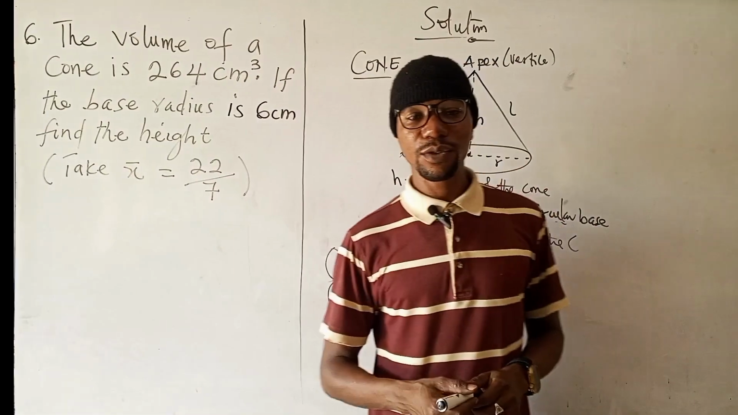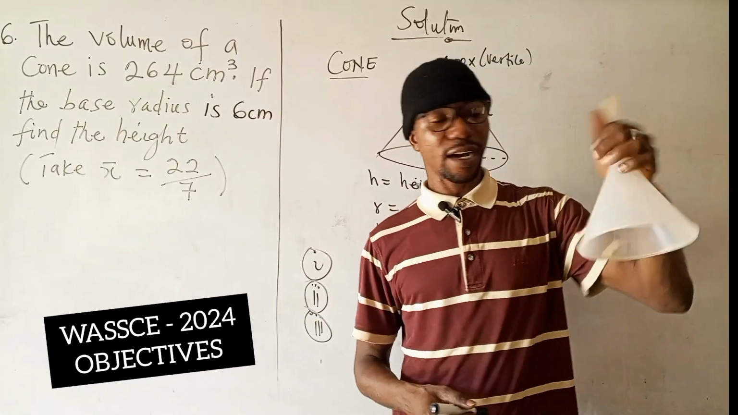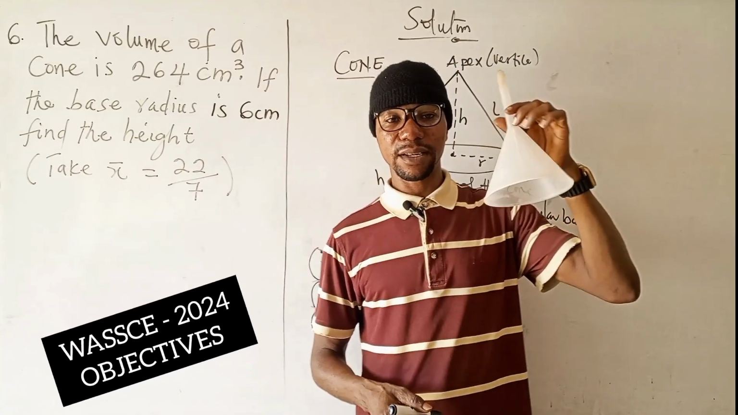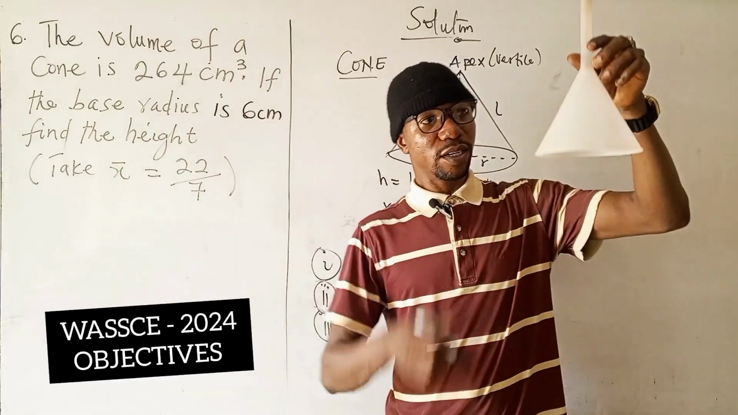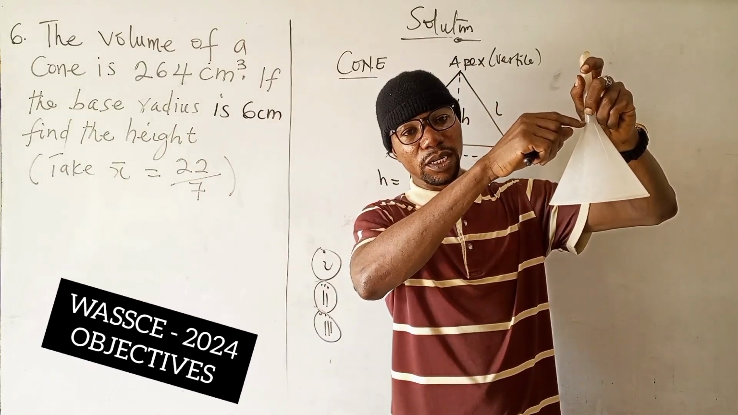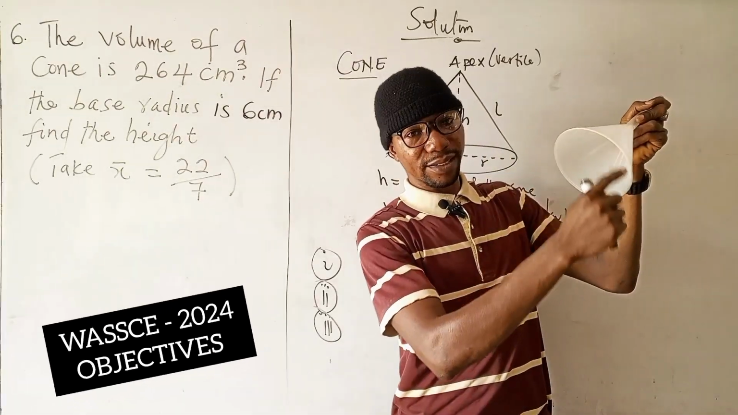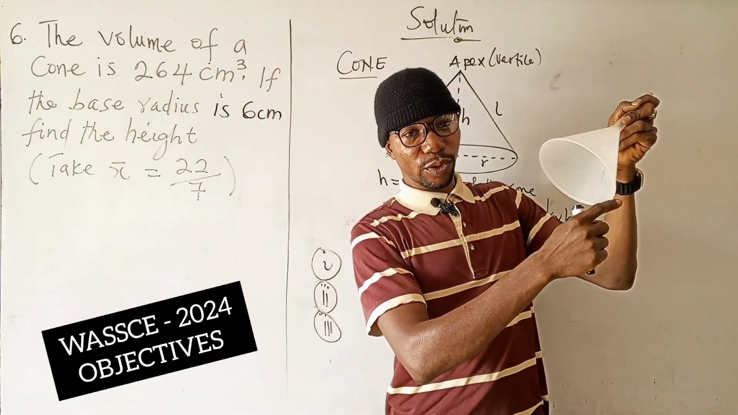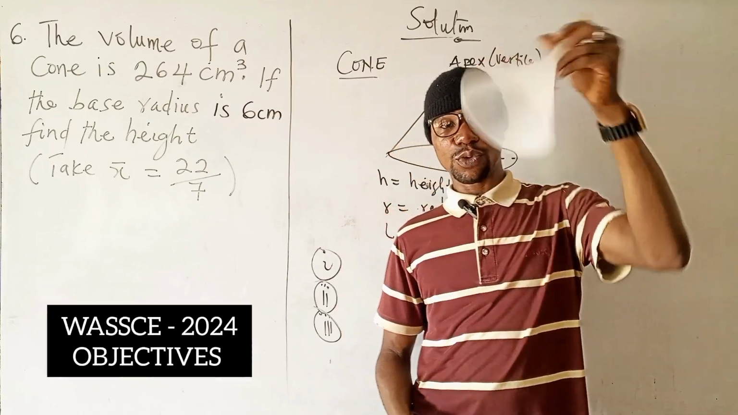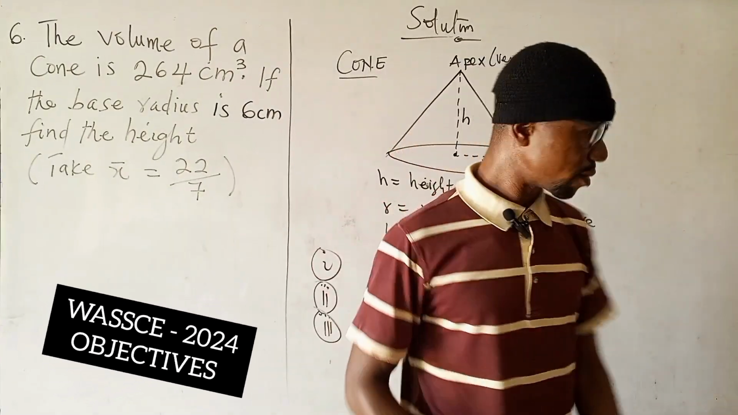First of all, we need to know what a cone is. This is a classical example of a cone. This is a funnel, so this is a cone. At this point here is the apex, or the vertex, of the cone. A cone has a circular base. This base is a circle in nature. So a funnel is an example of a cone.